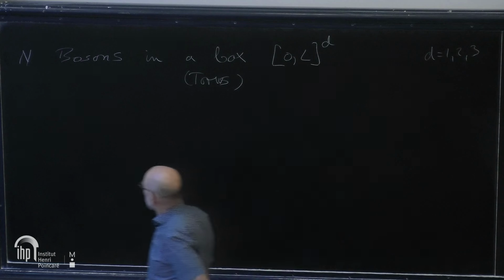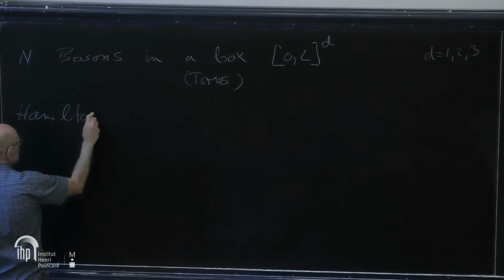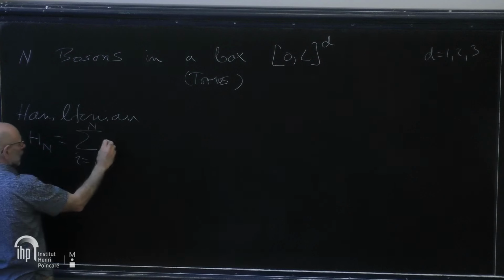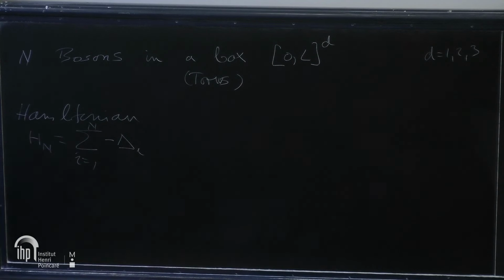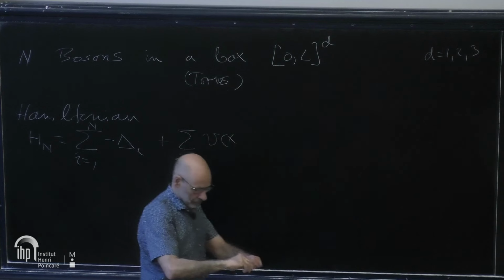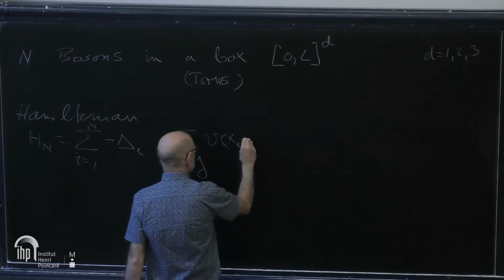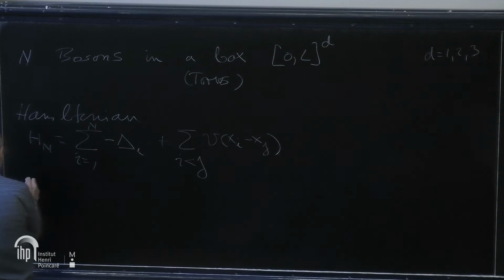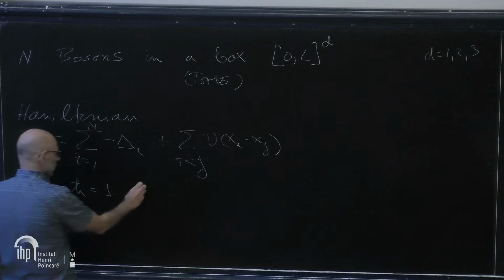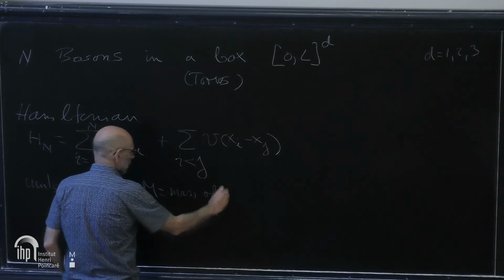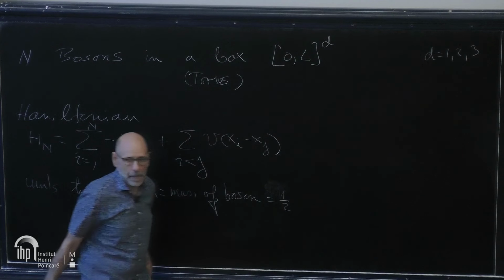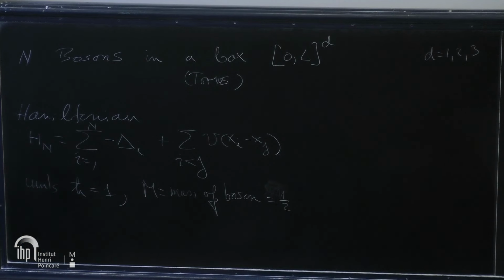And the Hamiltonian, let me call it H_N. And I will use particular units here, and I'll explain them in a second. And an interaction. Right, so I'm using units in which ħ is 1, and the mass of the boson is 1/2.